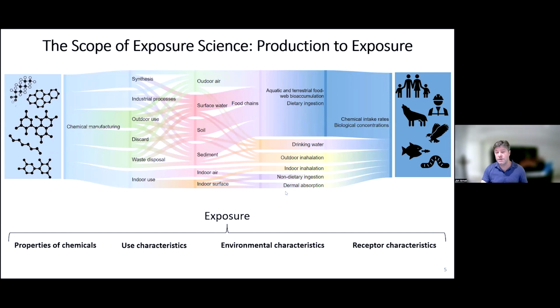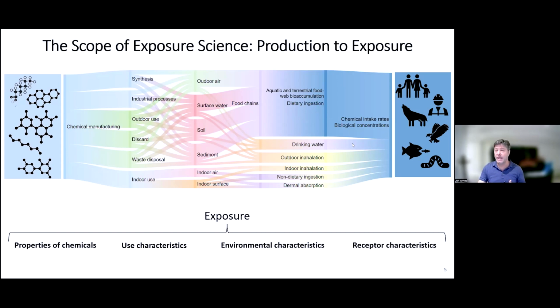And as we continue through this pathway from production to exposure, there are various pathways of exposure throughout this process, including various routes of exposure, such as drinking water ingestion, outdoor air inhalation, indoor air inhalation, dietary ingestion through agricultural food items or natural foodstuffs, dermal absorption for chemicals that are applied directly to the body, or in some cases, chemicals that are in our surrounding environment, which partition to our skin, and then there's some potential for absorption into the body.